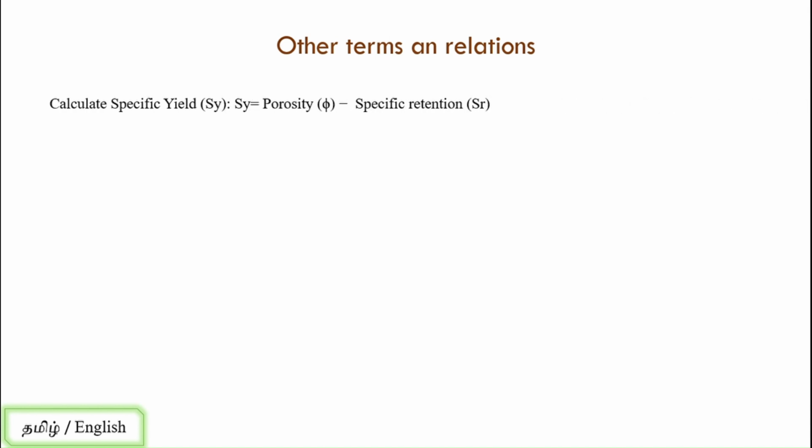The next one is the specific yield. As I mentioned earlier, specific yield is equal to porosity minus specific retention, or, as I mentioned in the previous class, porosity is equal to specific yield plus specific retention, right? So you can rewrite this equation to find the unknown one from the known two of the given data. Is that clear?